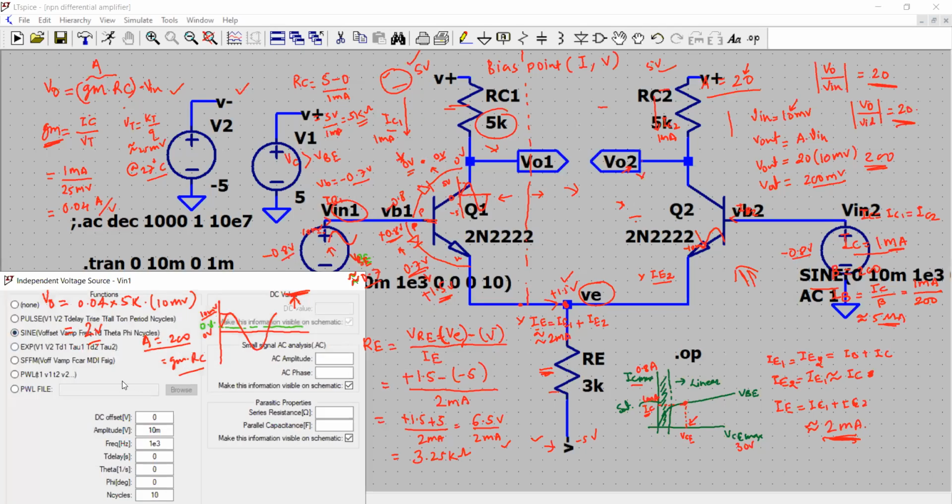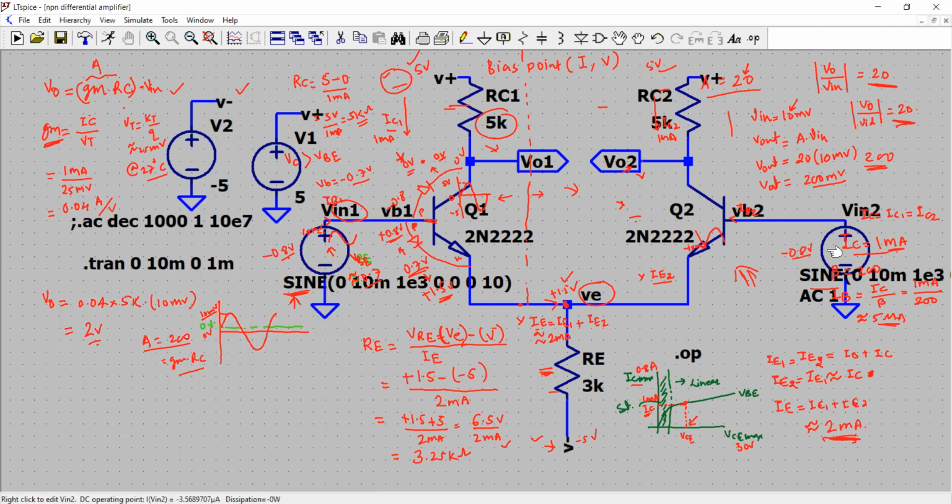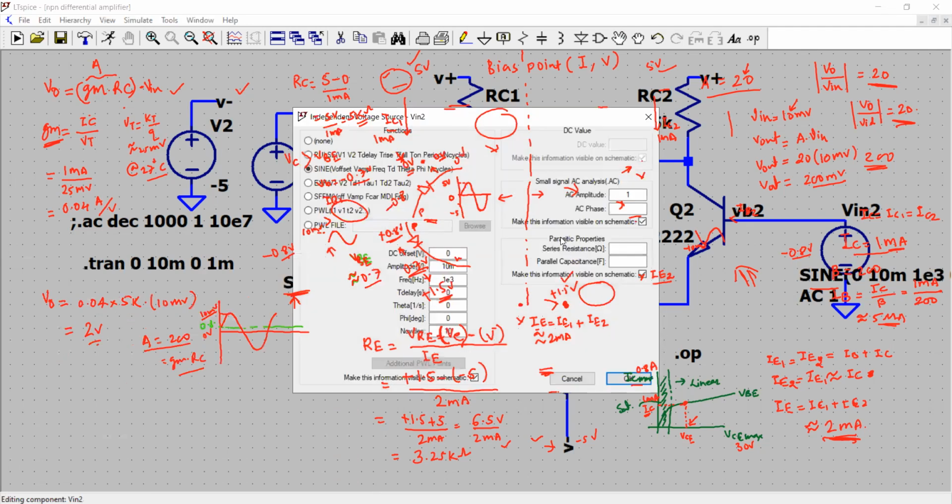It's a sine wave source. So DC offset is 0, which is also providing a bias to the base pin of the transistors. Then I'm using 10 millivolt peak, and then I'm using 1 kilohertz frequency signal. Number of cycles are 10. Same I'm doing it for the transistor Q2 right here, the same source with the same value.